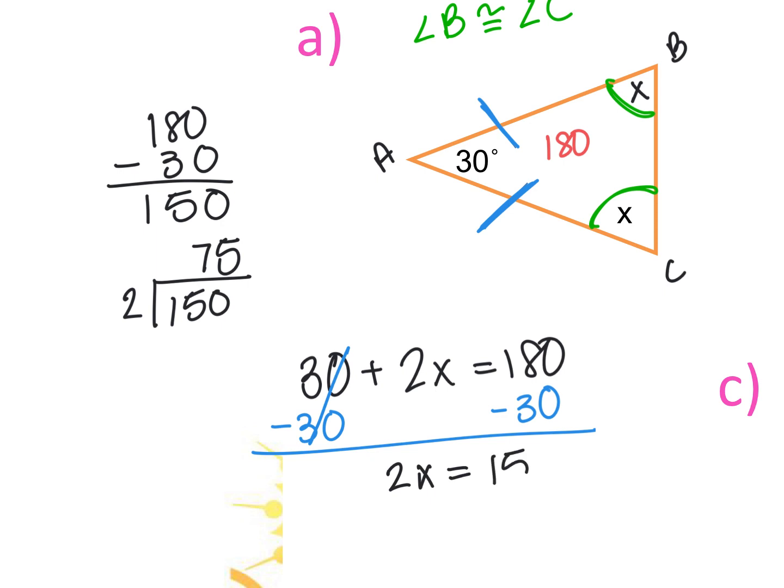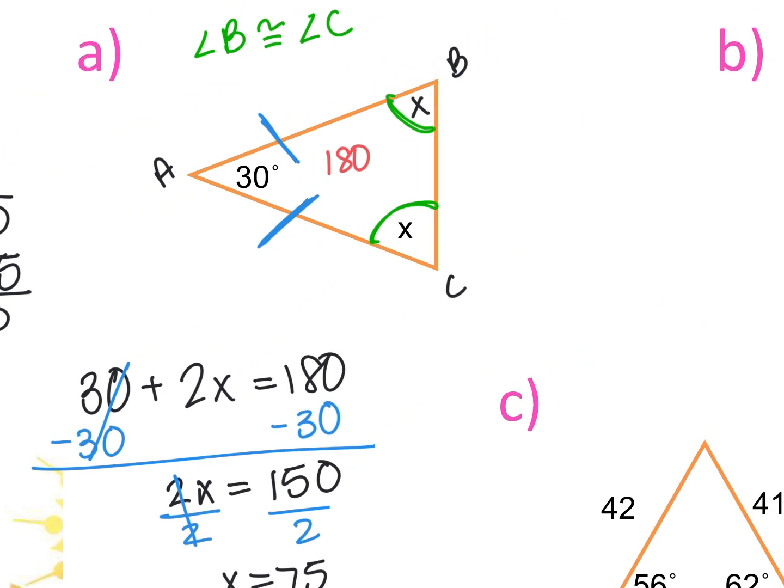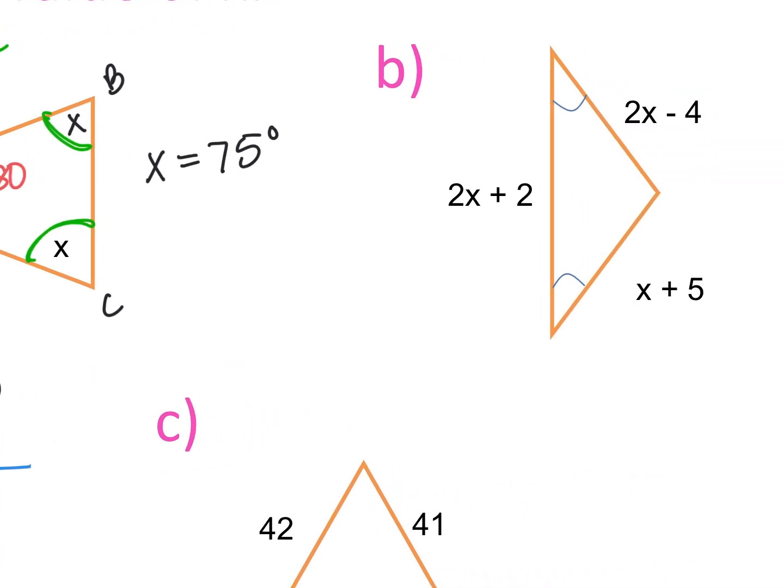2x equals 150. Divide both sides by 2. And I'm still going to get x equals 75. So my answer would be x equals 75 degrees. Any questions on A? All right, hopefully we're getting it now.